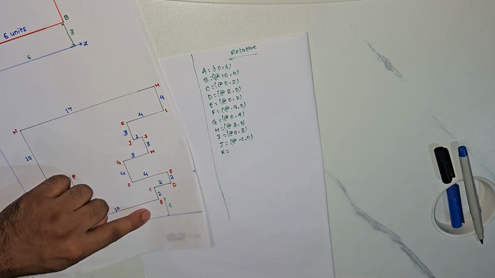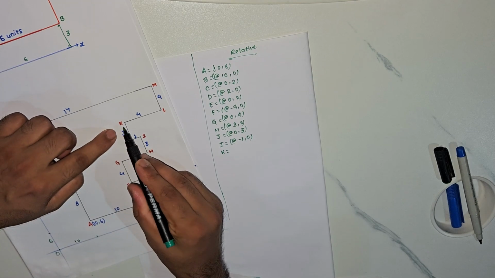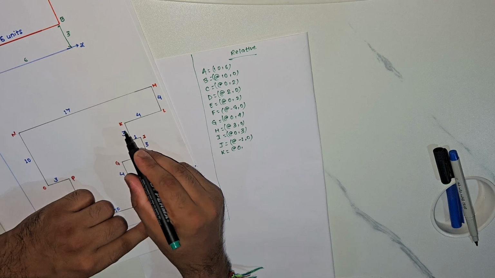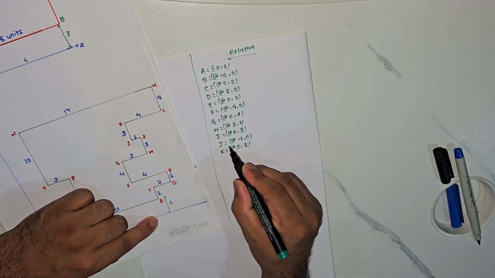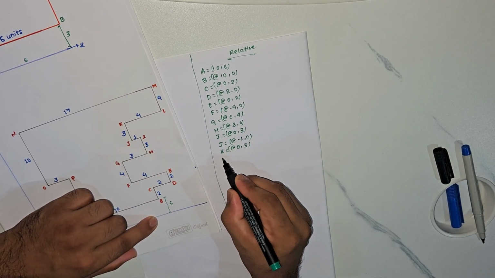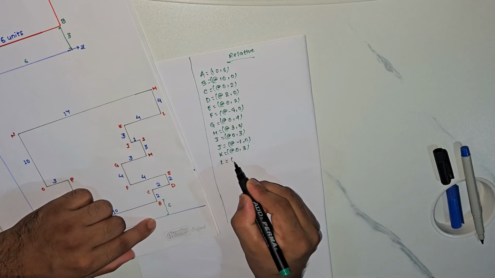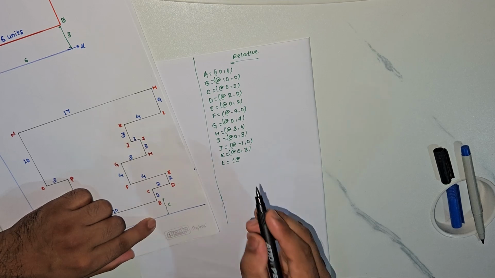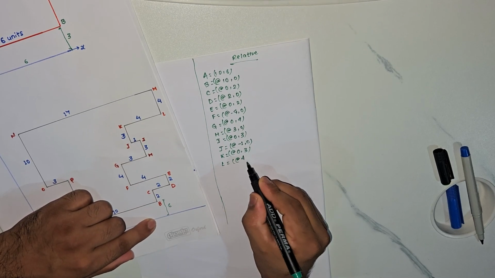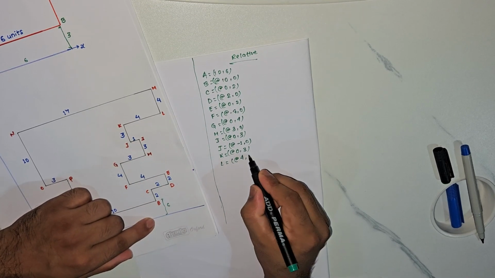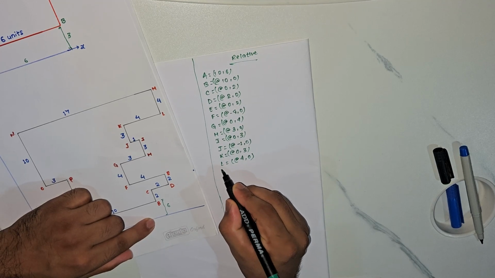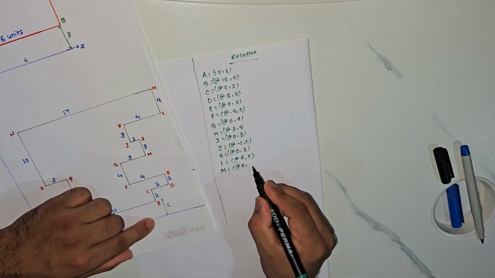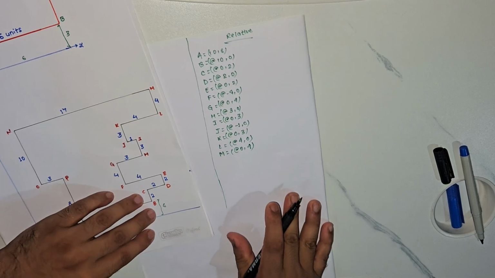Now for K, we can see the x distance of K from J is 0 and the vertical distance of K from J is plus 3, so at the rate 0 comma 3. Now for L, the x distance is that L is moving in the right direction from K, so it will be plus 4, and the y distance is 0. And now for M, the x distance is 0 but the y distance is plus 4 because it is going in the upward direction.